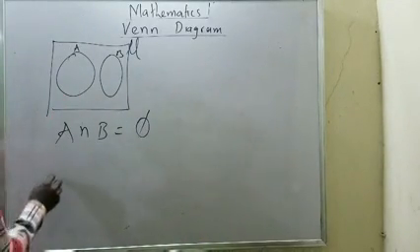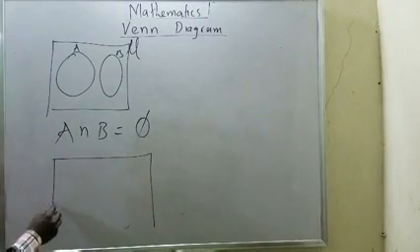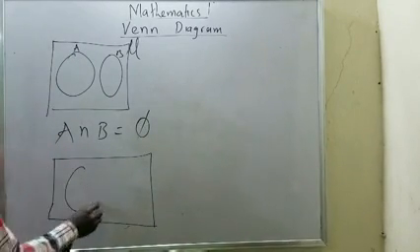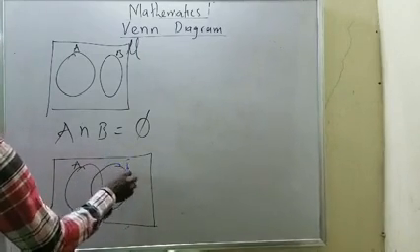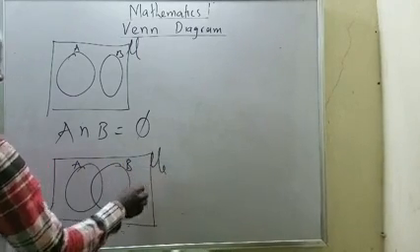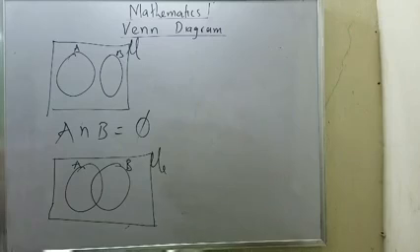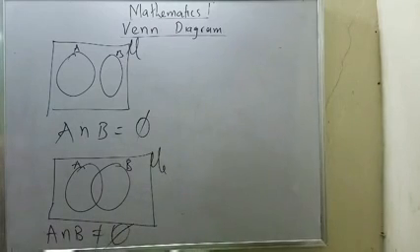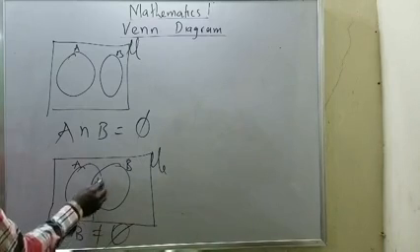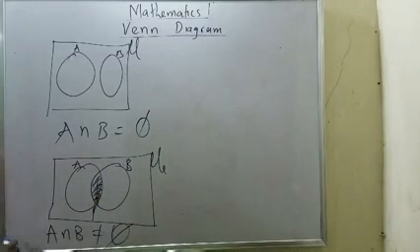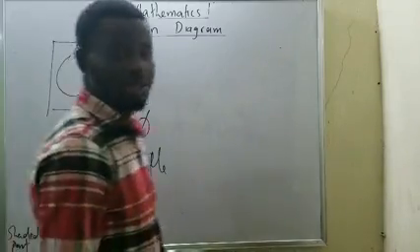Now, if the story changes to this, and I have another one this way, this is my A, this is my B, and there must be the universal set. I've explained that this particular one, A intersection B, is not empty. At this point, this is my intersection part. My shaded part is A intersection B, and it can never be empty.